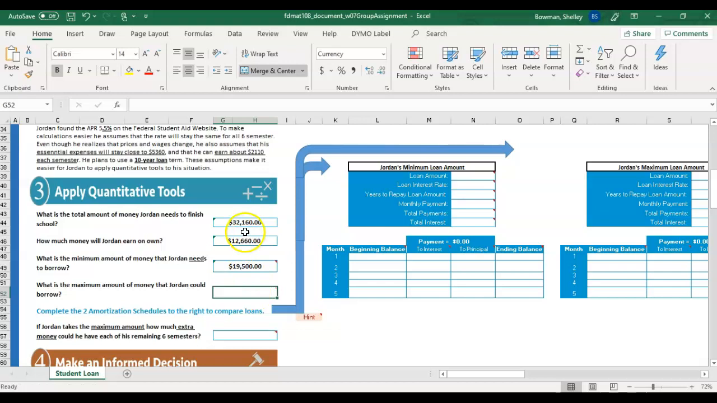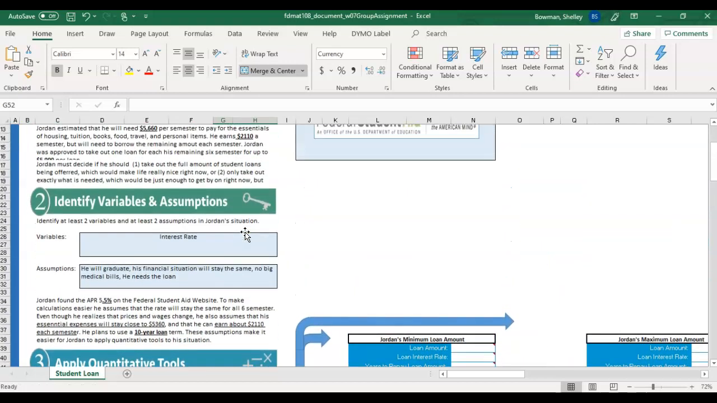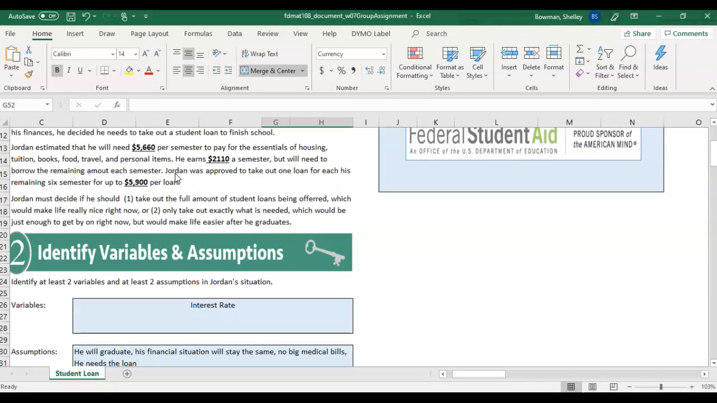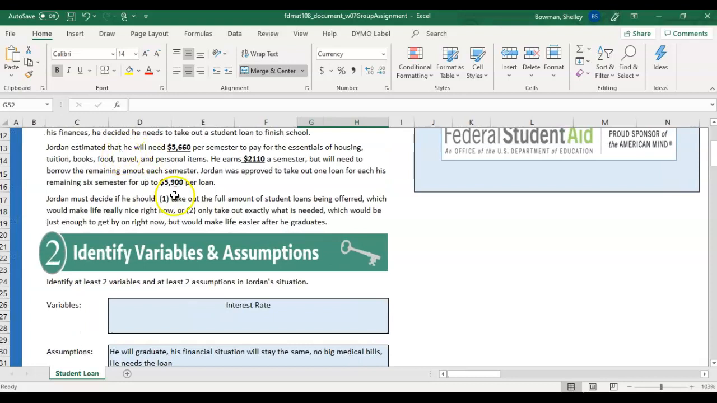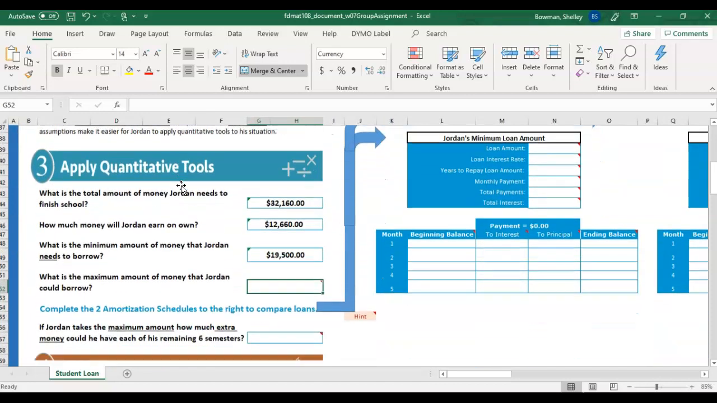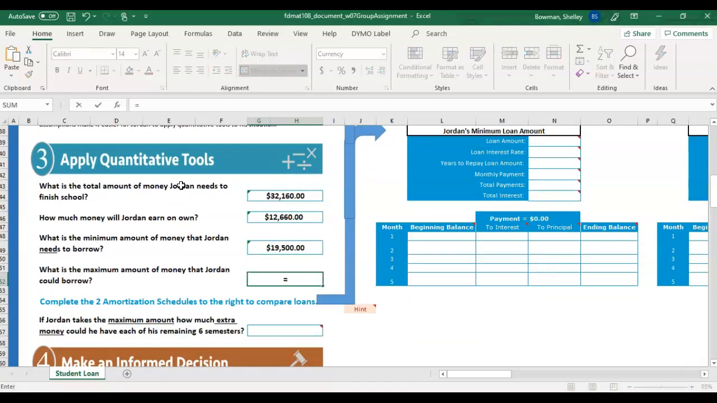The next one is, what is the maximum amount of money that Jordan could borrow? The very maximum amount was, we have to scroll up here a little bit, and let's zoom in a little bit. He was approved for a loan of $5,900 every semester. So this equals $5,900 every semester. So we times that by 6, and he can get up to $35,400. So the next one, if Jordan takes the maximum amount, how much extra money could he have each of his remaining 6 semesters?